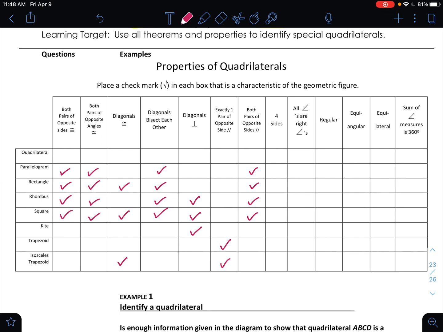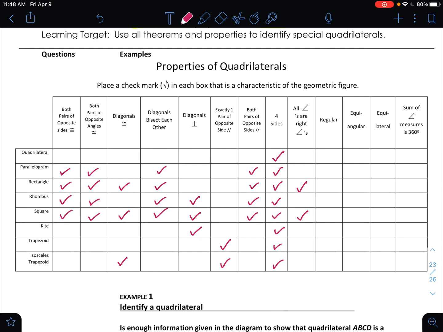Okay, 4 sides. Well, that is a quadrilateral, but all of these are quadrilaterals, so I'm going to check the whole column. All of them have 4 sides. All angles are right angles. The first thing that jumps out to me is a rectangle. So it's definitely a rectangle, not necessarily a rhombus, but squares are rectangles. But that should be it. Kites, trapezoids, isosceles trapezoids, not right angles.